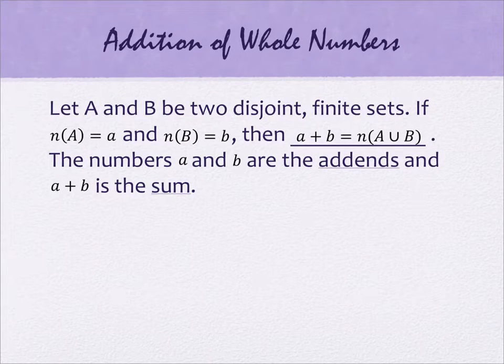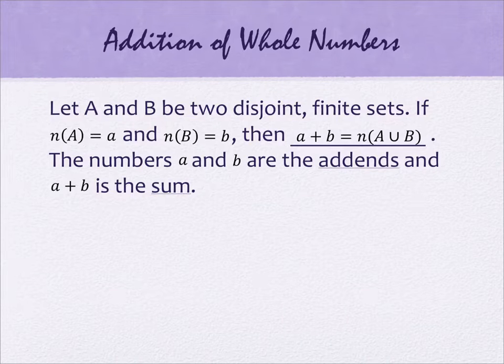So to start with, we need a definition of what we mean by addition. You might remember back in chapter 2, we talked about sets. Well, this is the set definition for addition. Let A and B be two disjoint, meaning they do not overlap, finite sets. If the number of items in set A is lowercase a, and the number of items in set B is lowercase b, then adding the numbers together, a plus b, is the same as finding the union of the sets and counting the union.